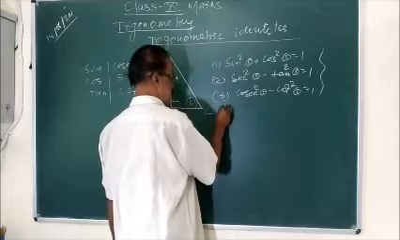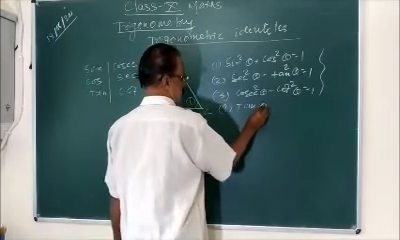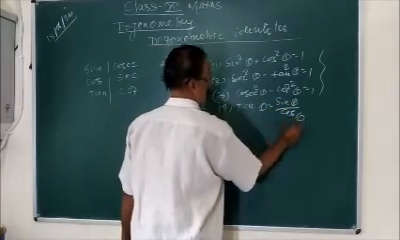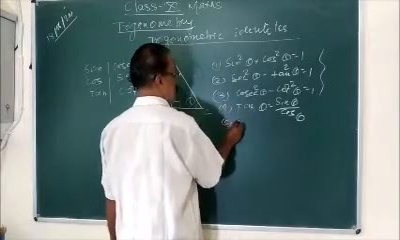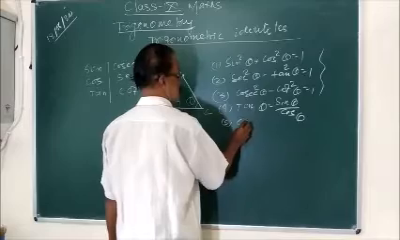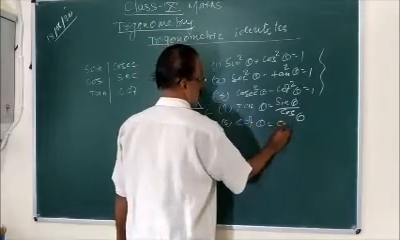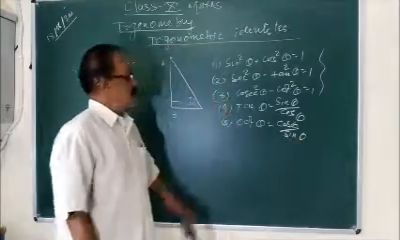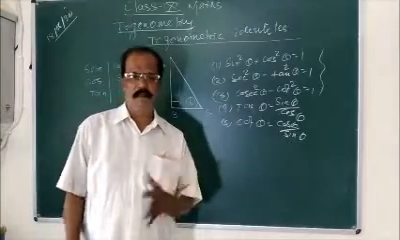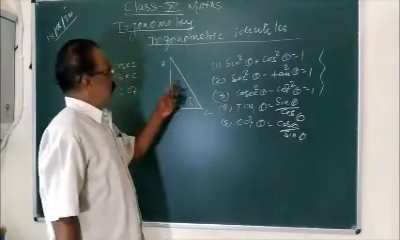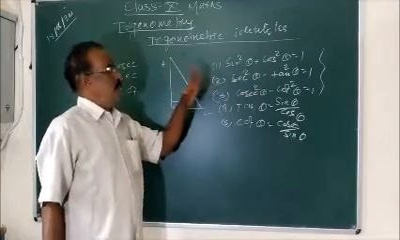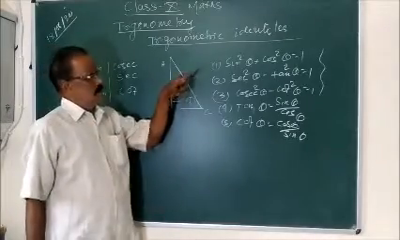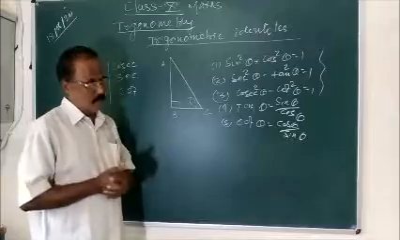Many identities: tan theta is equal to sin theta by cos theta. And you know, cot will be converse of this tan. Cot is equal to cos theta by sin theta. Now we have many trigonometric identities. You can see in your textbook. Now I would like to prove any one identity geometrically: sin square theta plus cos square theta is equal to 1.